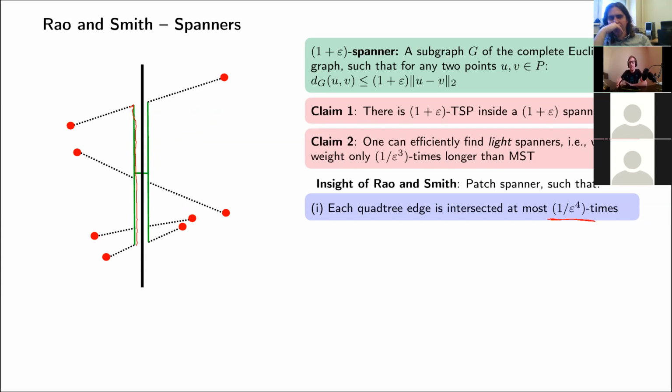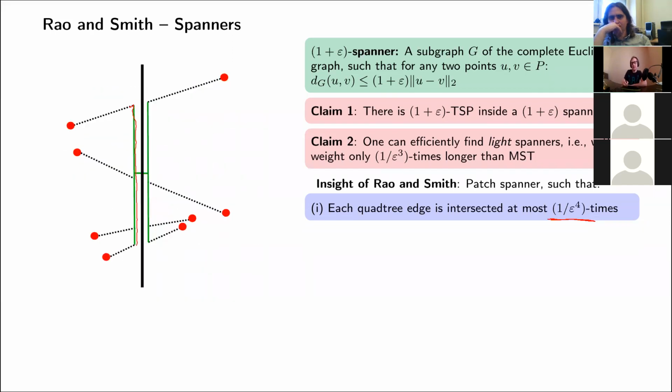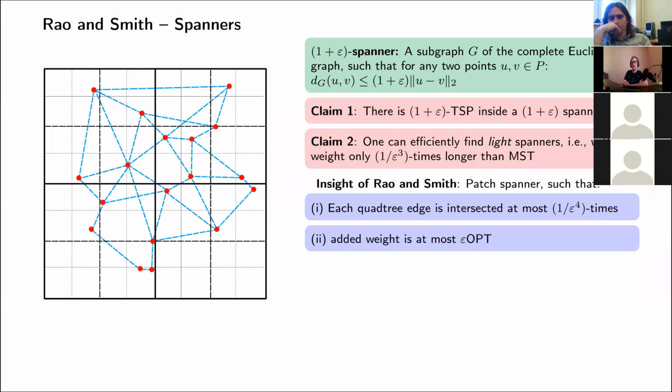Okay, this doesn't seem useful, but what they prove is that if you do this patching procedure, then the total length of these green edges is at most epsilon times OPT. That's the cool thing about this spanner and this patching procedure.